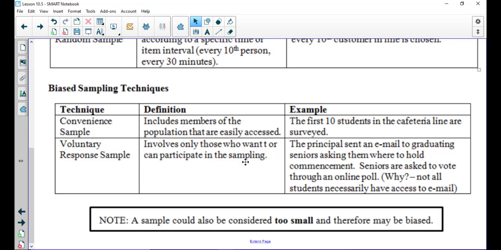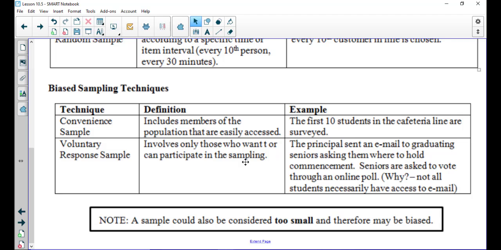So the first one is a convenient sample, and this includes members of the population that are easily accessed. Maybe the first 10 students in the cafeteria line are surveyed. That's not necessarily going to be representative of all the students in that grade or in that school, but it is convenient. Or maybe if I want to get information about the town that I live in, but I'm only asking people that live on my street, that would be a convenient sample.